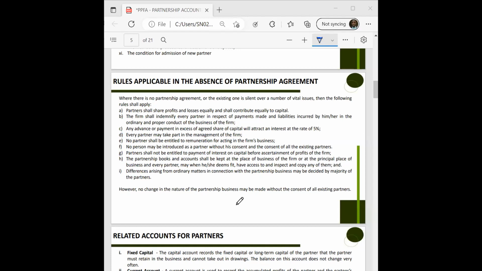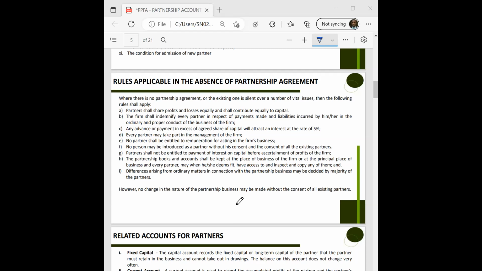Differences arising from ordinary matters in connection with the partnership may be decided by majority of the partners. So where your own partnership deed or your partnership agreement is silent on this particular point, the deciding rule will be that this would take over. Majority of the partners, whatever the majority of the partners say, that is what will go.